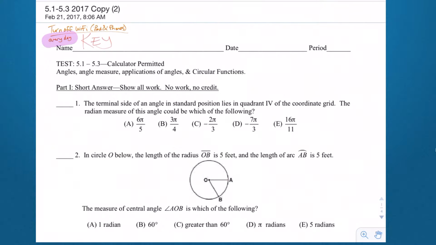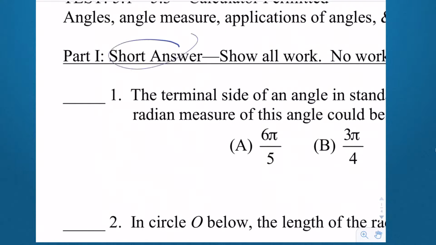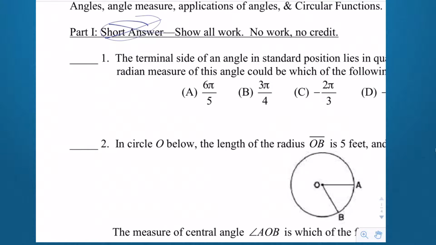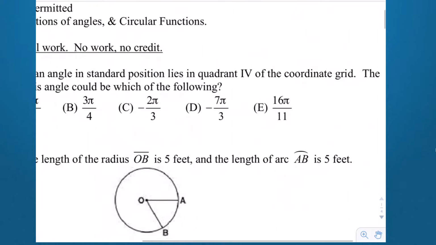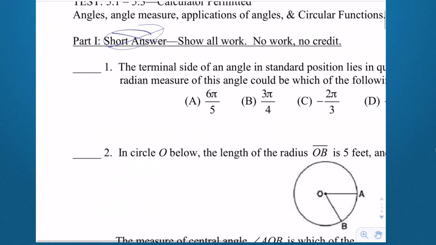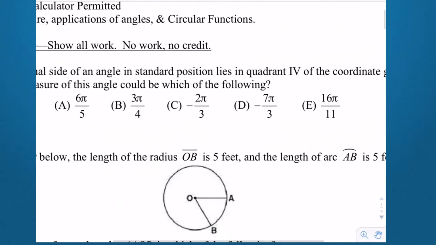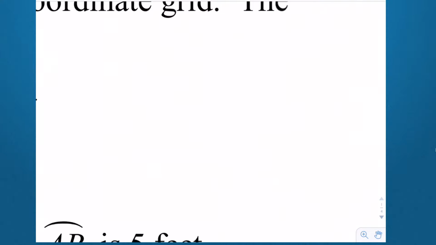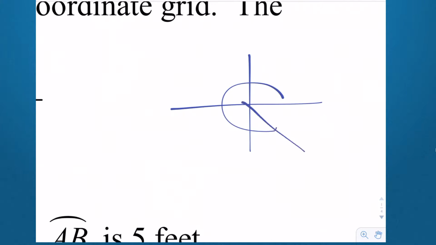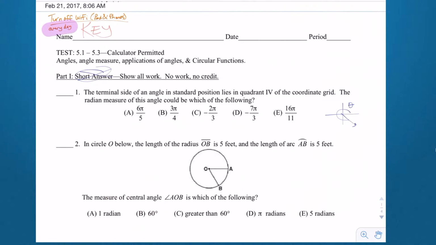All right, number one, it says short answer. I got to change that. This is multiple choice. The terminal side of an angle in standard position lies in quadrant 4 on the coordinate grid. The radian measure of the angle could be which of the following? So here's what we know. We know that we have some angle, and we know it terminates in quadrant 4. So basically, this question is saying which of the given angles terminates in quadrant 4.